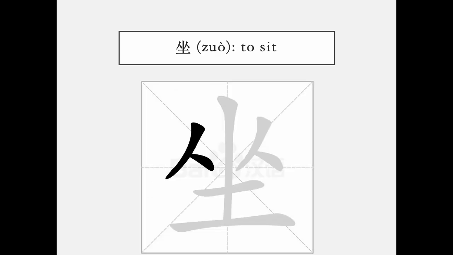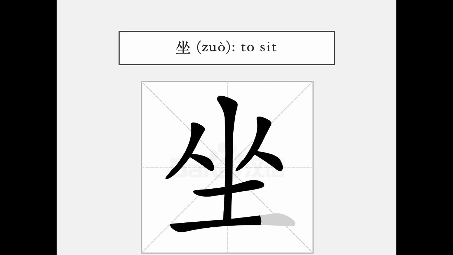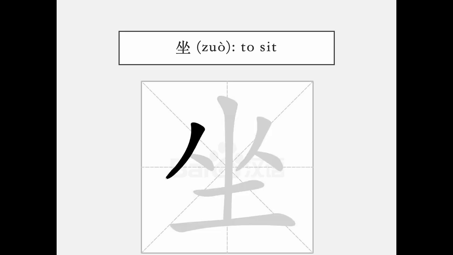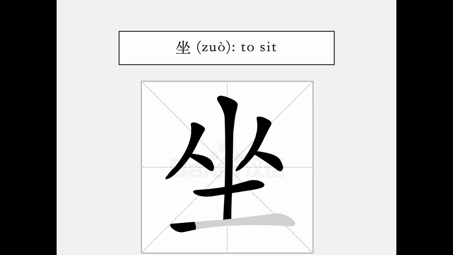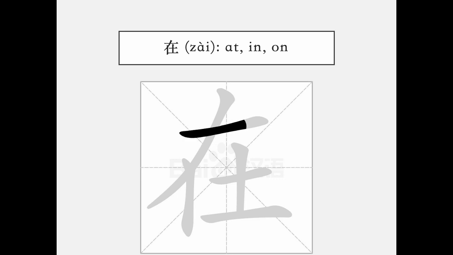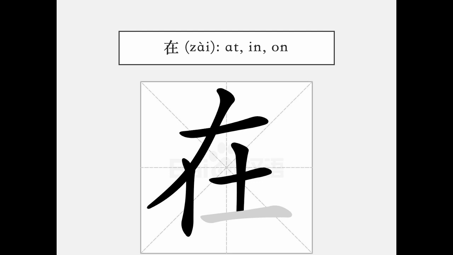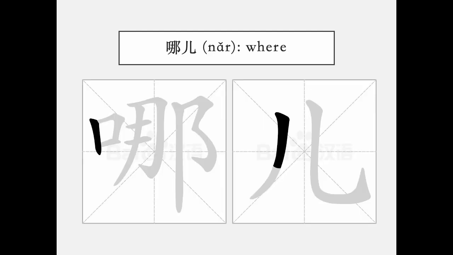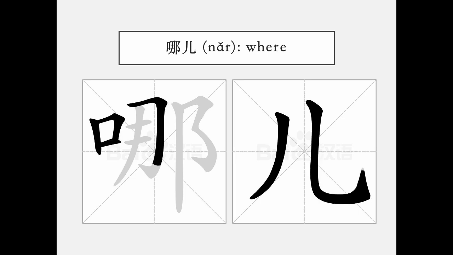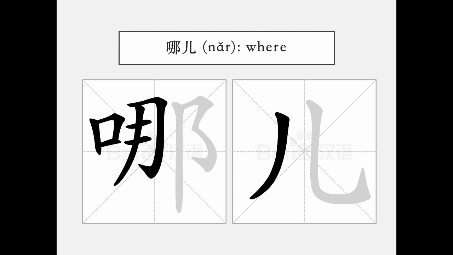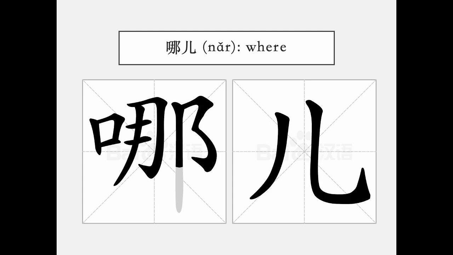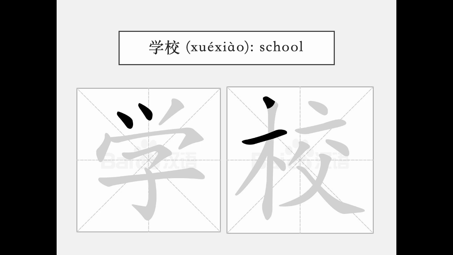And finally, there's a lot of vocab words that we have to cover for the next class session. So now it's time for us to start practicing writing these characters. Number 1, 坐, meaning to sit. 在, it's the preposition meaning at, in, or on. 哪儿, meaning where. 学校, meaning school.